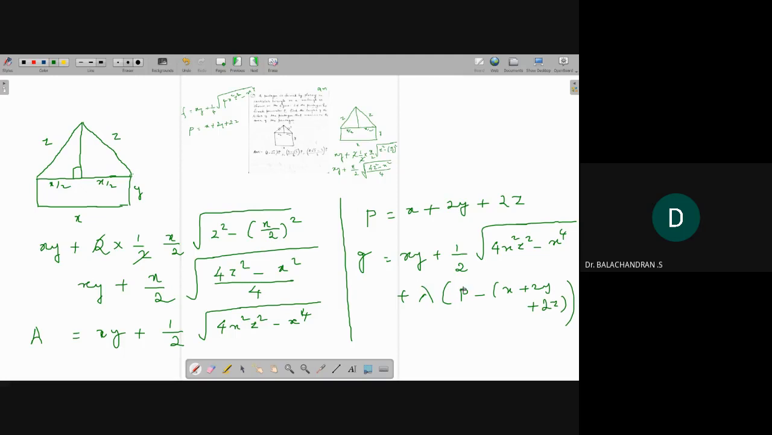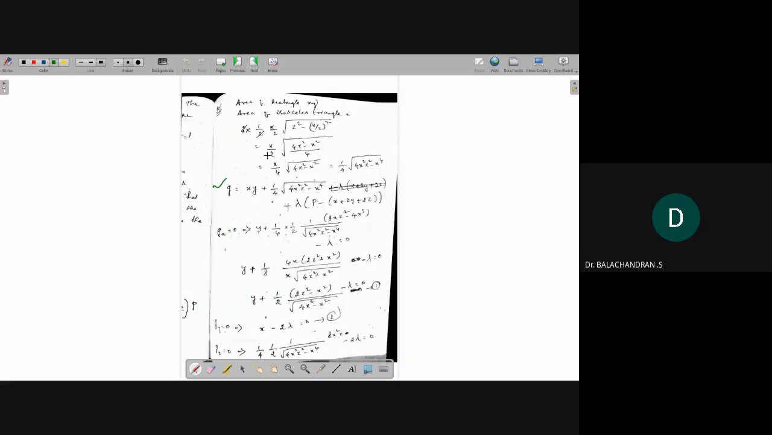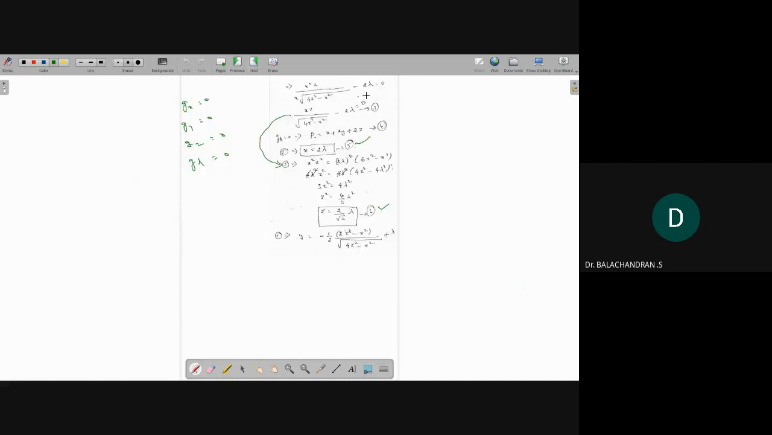The remaining part you need to do it. I will not do it, but I will show how to do it. Okay, I think you know that. Next, you need to find gx equal to 0, gy equal to 0, gz equal to 0, and g lambda equal to 0. Here is the function g. So gx is equal to 0. Similarly, gy equal to 0, gz equal to 0, and g lambda equal to 0. So four equations: 1, 2, 3, 4.